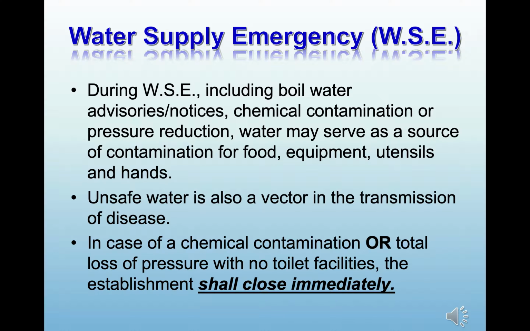Water supply emergencies, or WSEs, have their own protocols and must be handled based on what the water supply emergency is. For boil water advisories, chemical contamination notices, or pressure reduction problems, the food establishment water source may serve as a source of contamination for food, equipment, utensils, and hands. Unsafe water is also a vector in the transmission of disease. In the case of a chemical contamination or total loss of pressure with no toilet facilities, the establishment shall be closed immediately.